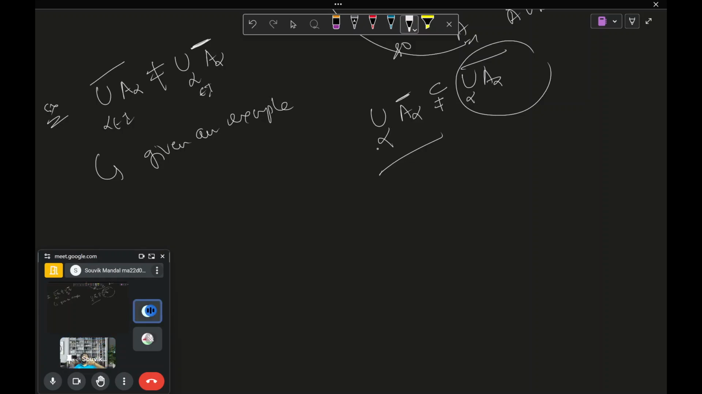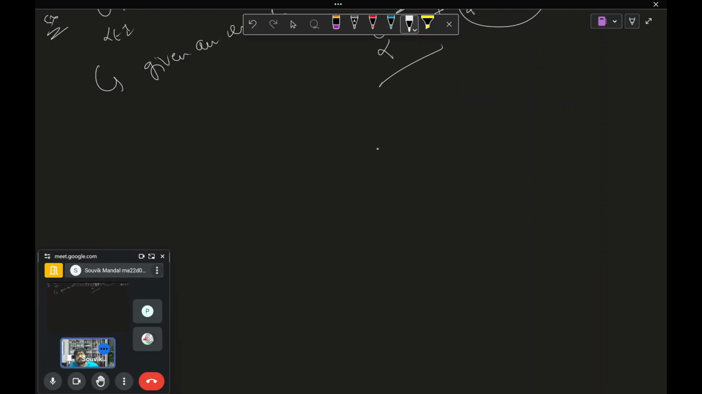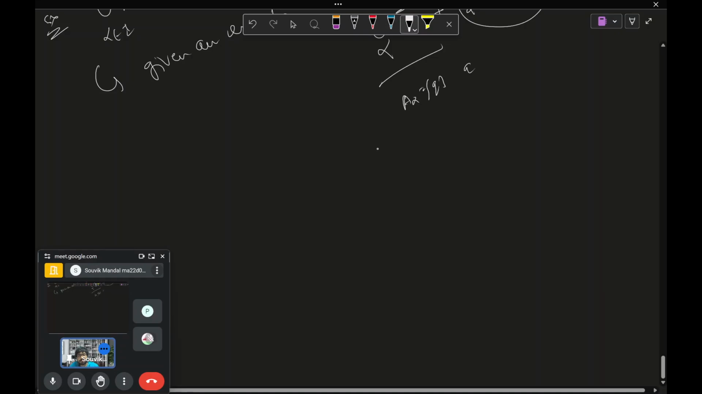Sir, Q closure is equal to R, if you take it with respect to the standard topology, and consider singletons. Correct. Very good. So A alpha is equal to the single point of Q.